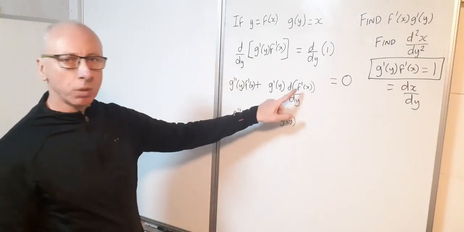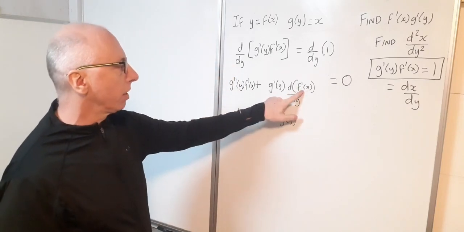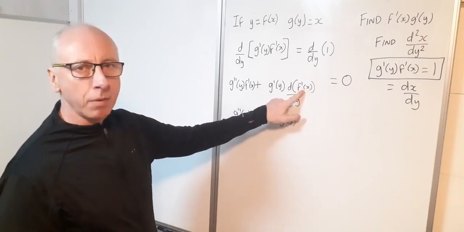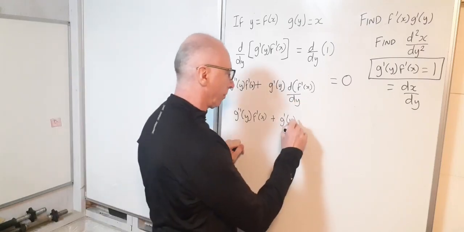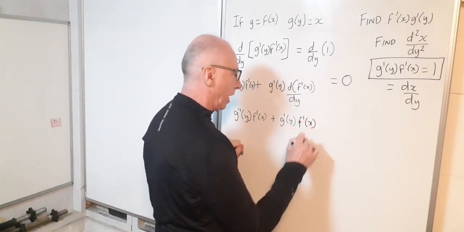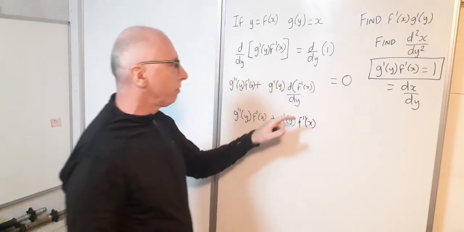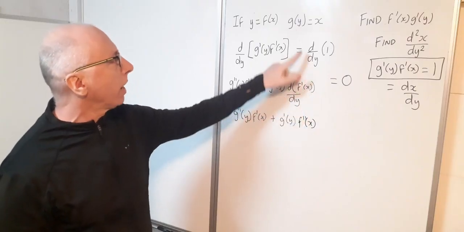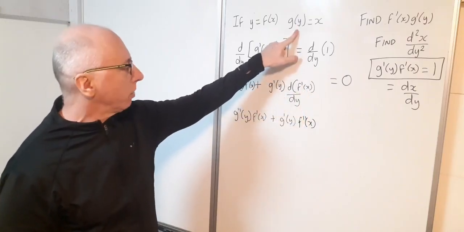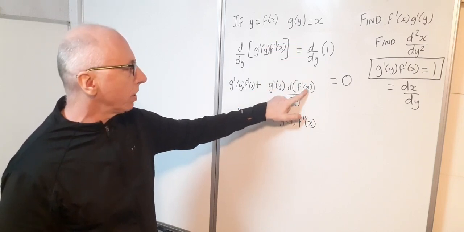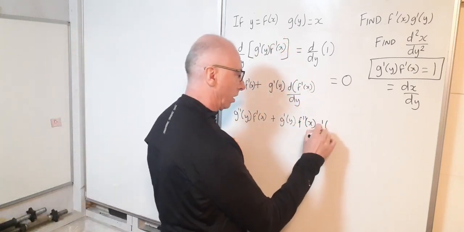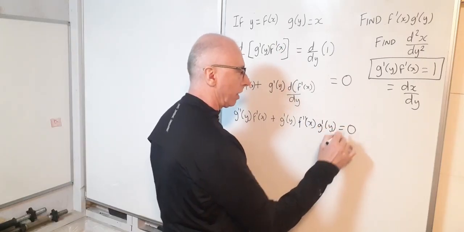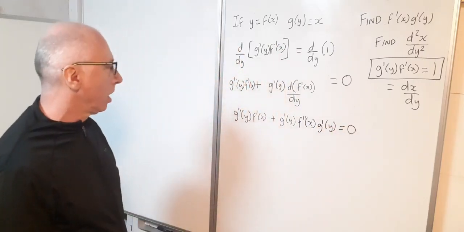Now by the chain rule I need to take the derivative of this. If I have f prime of x, take the derivative, I'll have f double prime of x. And by the chain rule, what is my x? My x is g of y. If I take the derivative of what's inside, I'll have g prime of y. And again, that is still set to 0.